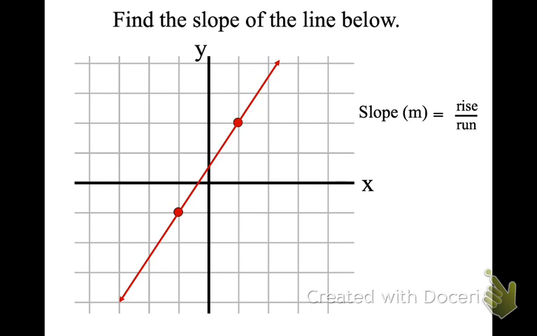So what are we going to do? You're going to rise how much? I rise 3 units. 3 units? And I ran 2 units. Good. So we're doing 3/2.